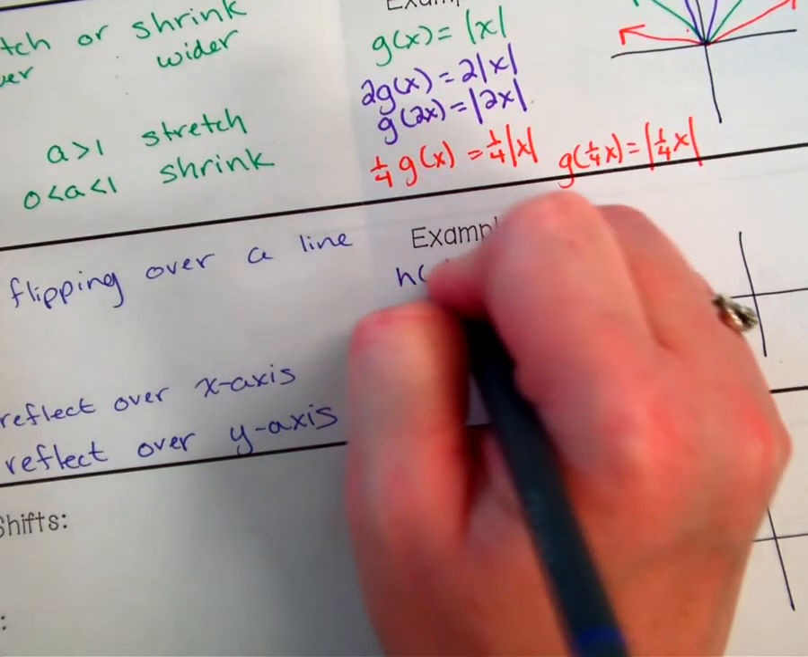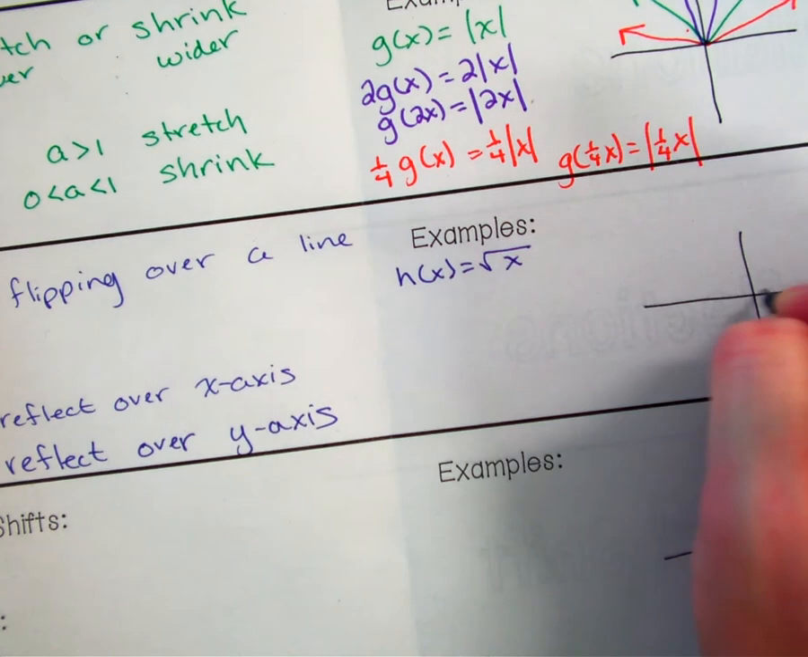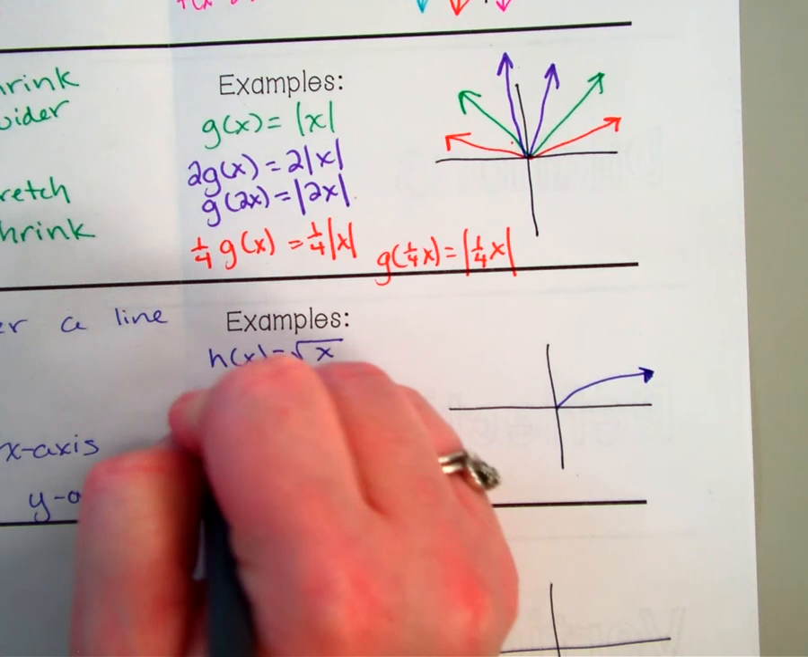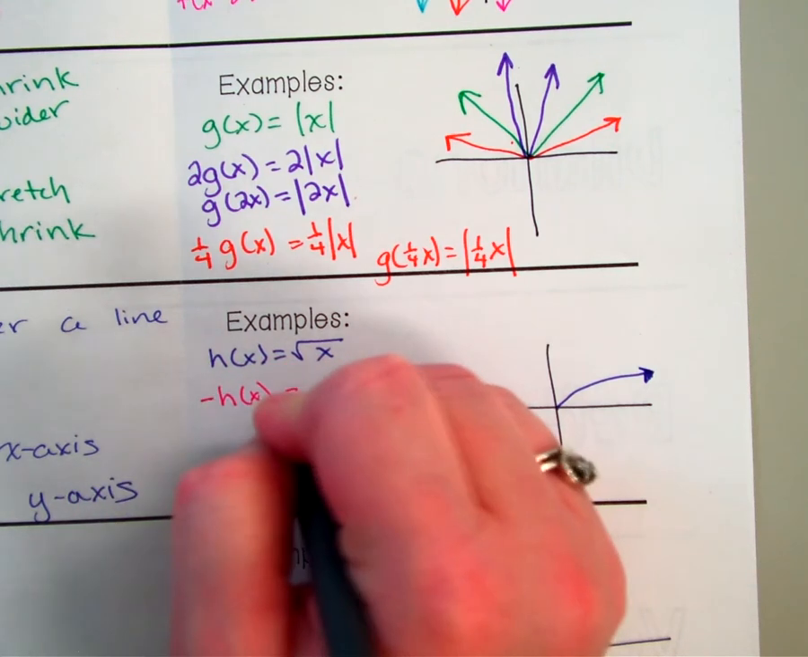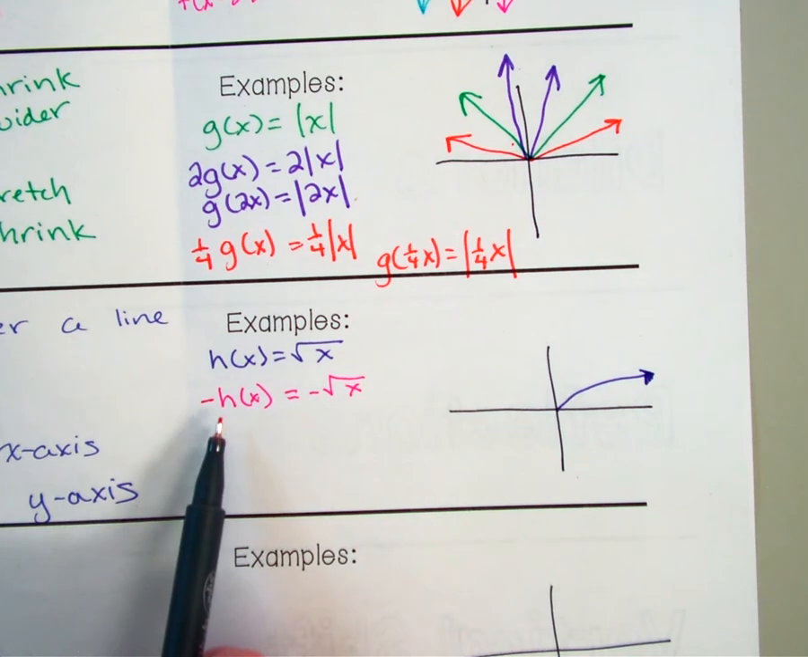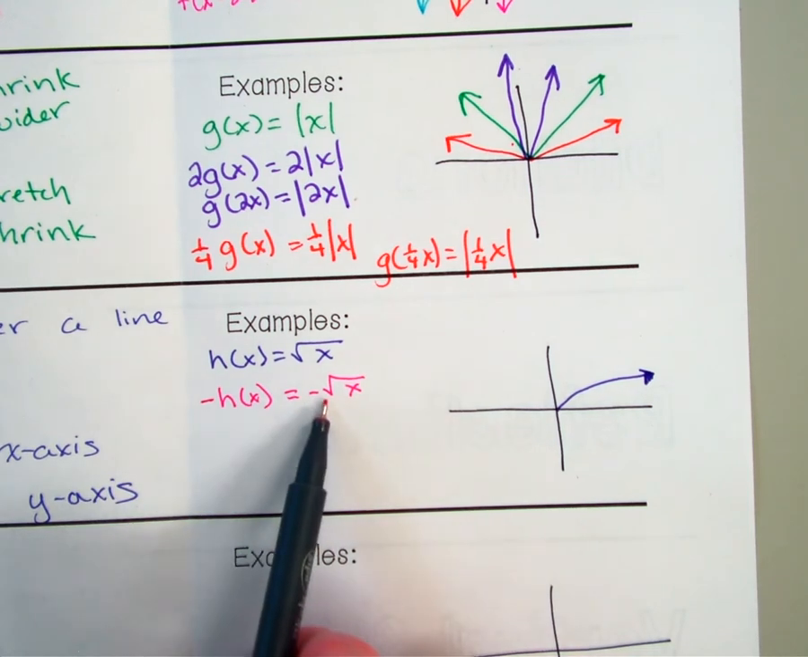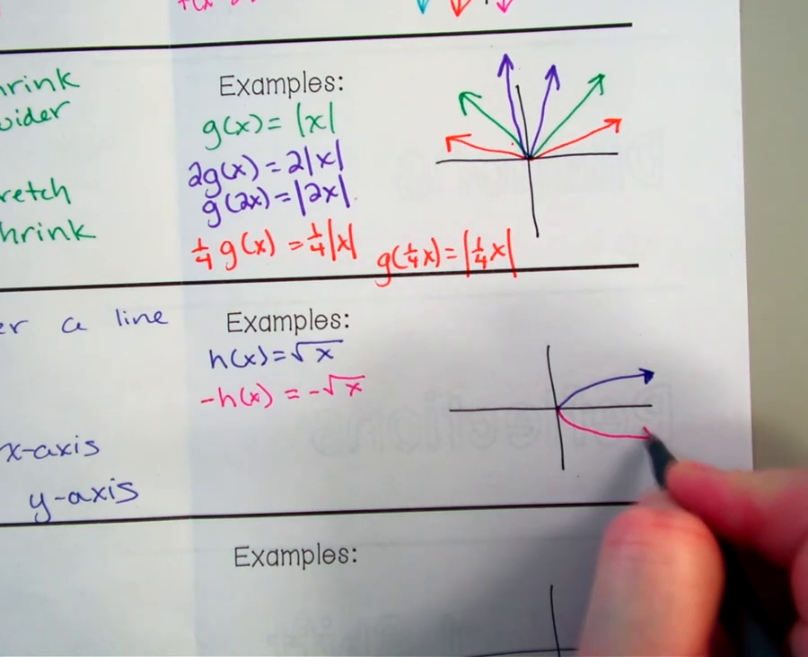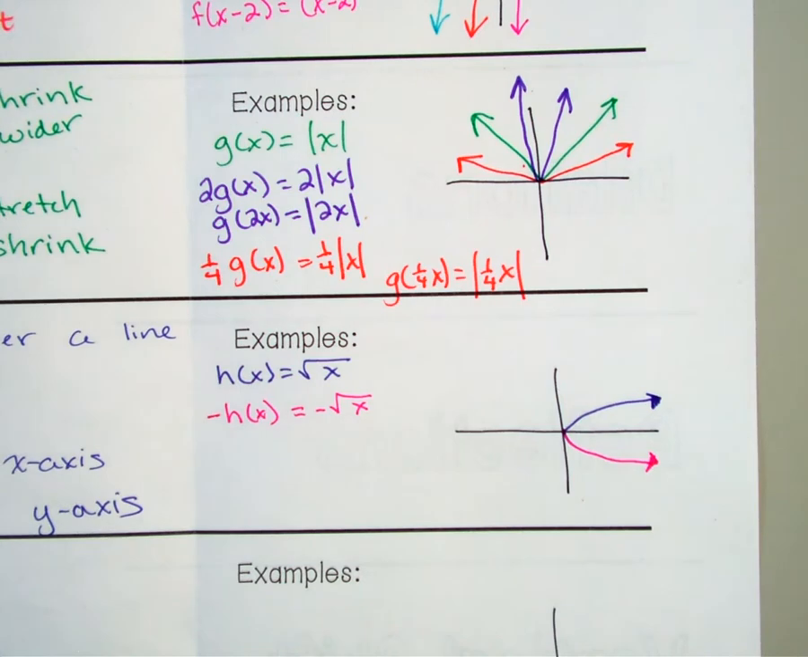So for my example over here, I'm going to use the square root function. So there's my square root parent function. Then again, if I put the negative out in front of the entire function, here's what it would look like function notation-wise. Here's what it looks like in the actual equation. And that's going to make my graph flip over my x-axis there.